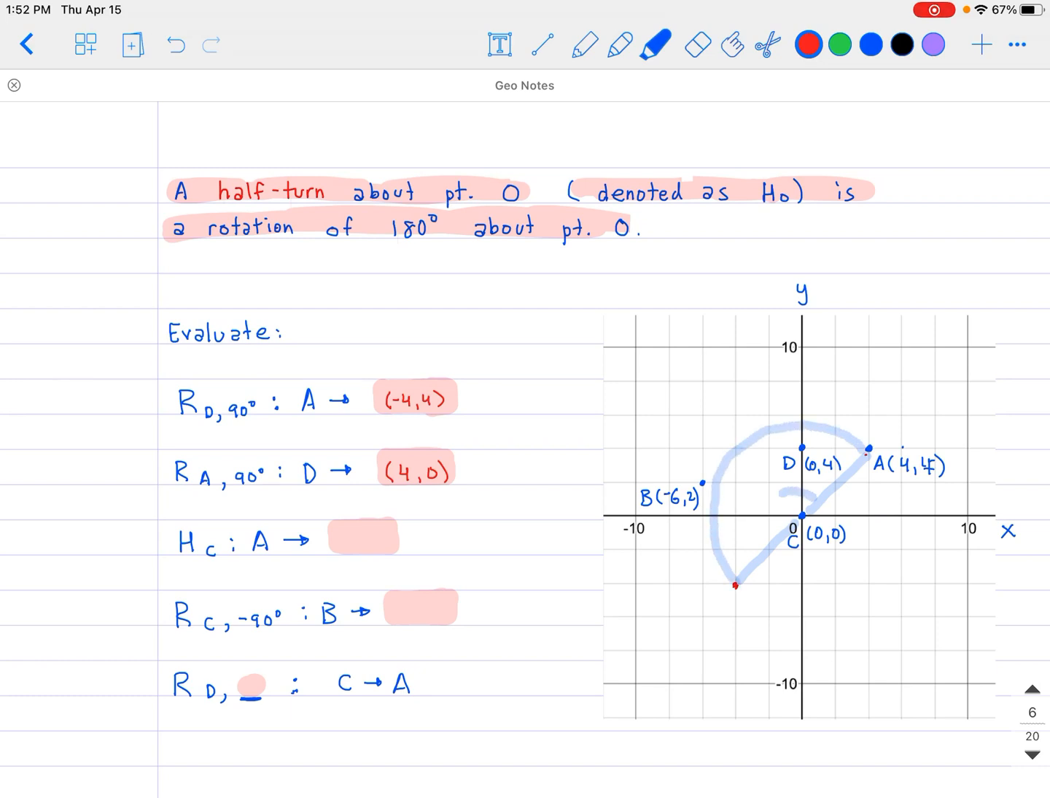So as soon as you turn 180 degrees this way, then that is going to be your coordinate. So that translates into something that's in quadrant 3, and it looks like it's going to be (-4, -4). Okay. All right, a couple more.